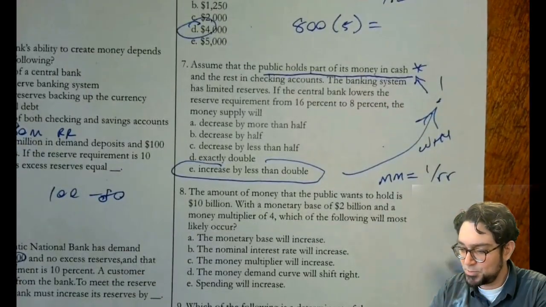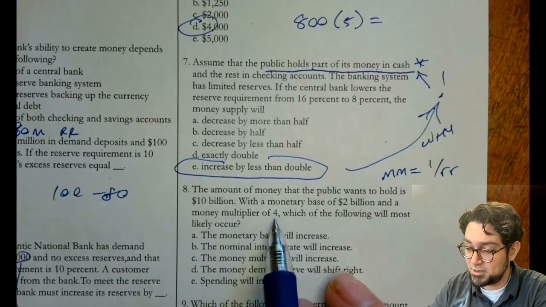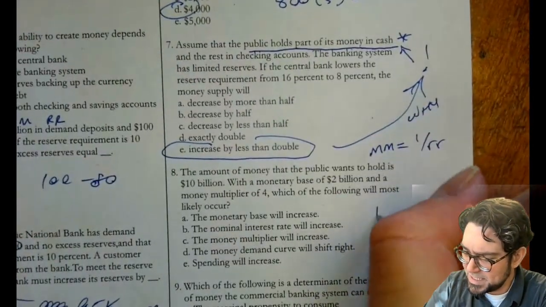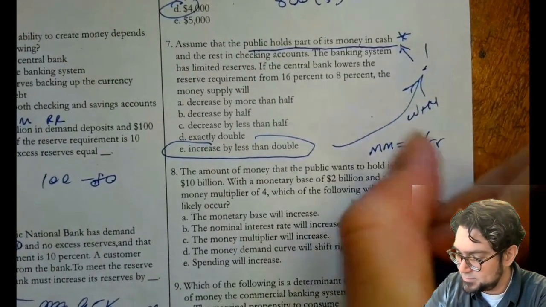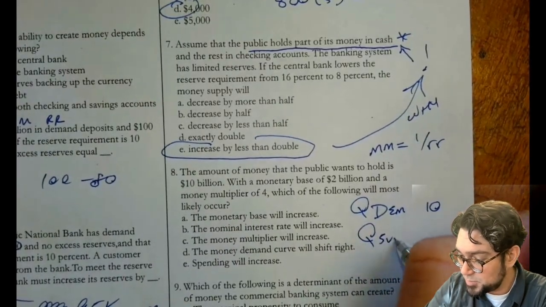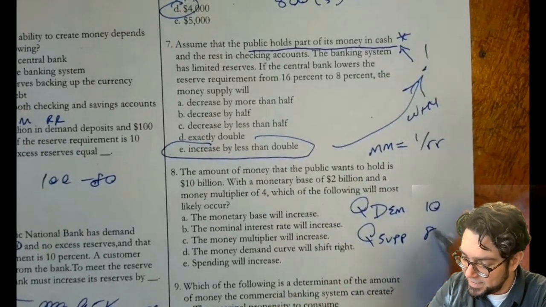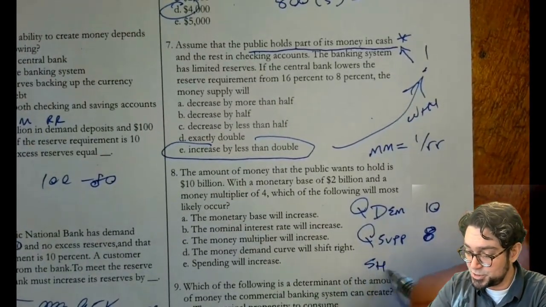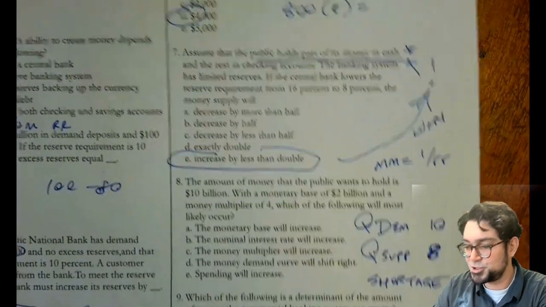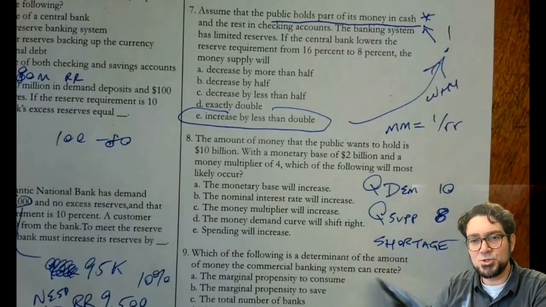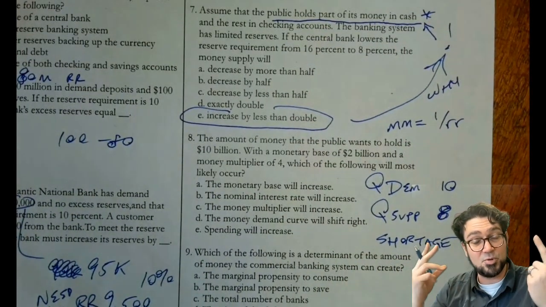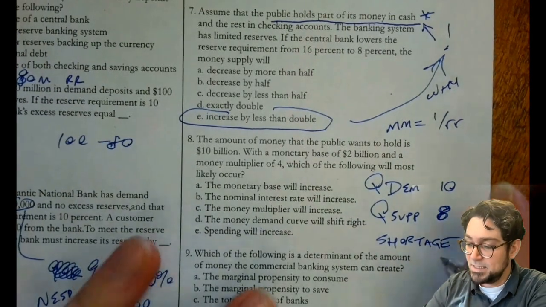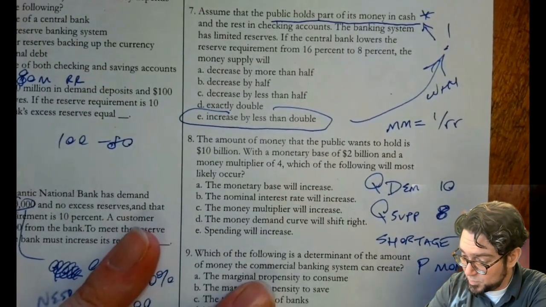Number 8, the amount of money that the public wants to hold is 10, with a monetary base of 2 and a money multiplier of 4. Which of the following will most likely occur? Now, this is a really, really tough question, but it's saying the demand for money is 10, right? The quantity demanded. And the quantity supplied is 4 times 2 is 8. And so we have a situation where there's a shortage of money. And that sounds a little weird, but the shortage will cause the price of something to go up, right? If there's more demand for something than there is being supplied in the current moment, then we expect the price of it to rise.